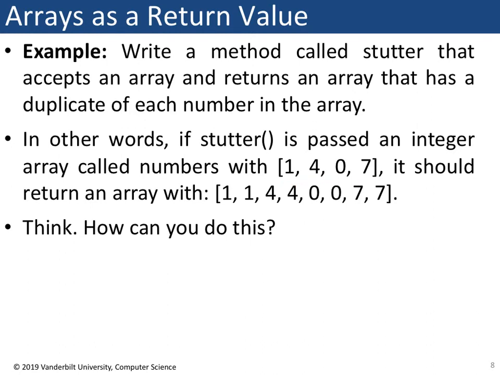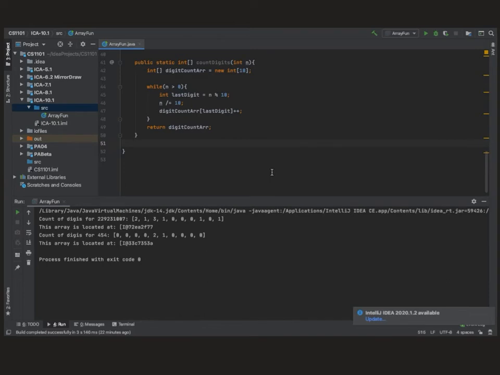So now let's actually write the code to accomplish the functionality for this example. So now let's write the code for our stutter method. This method is going to create and return a new array with each value in the parameter duplicated.